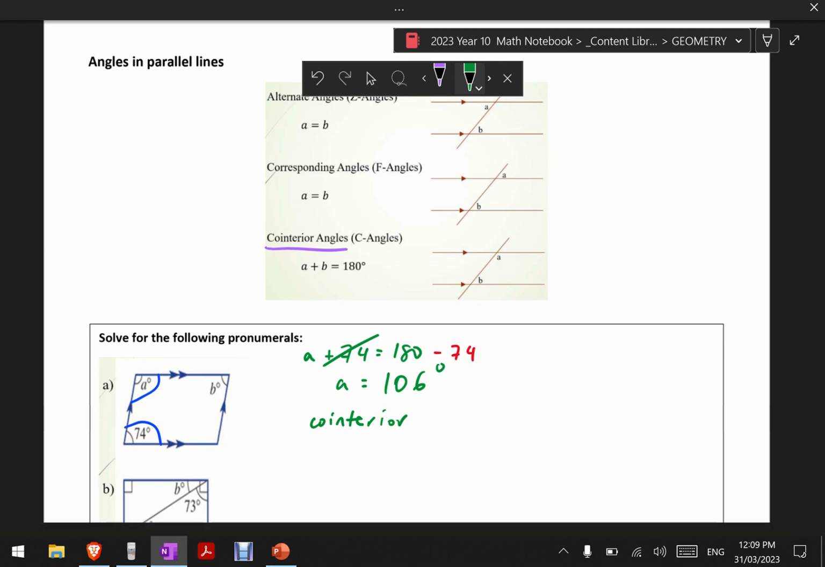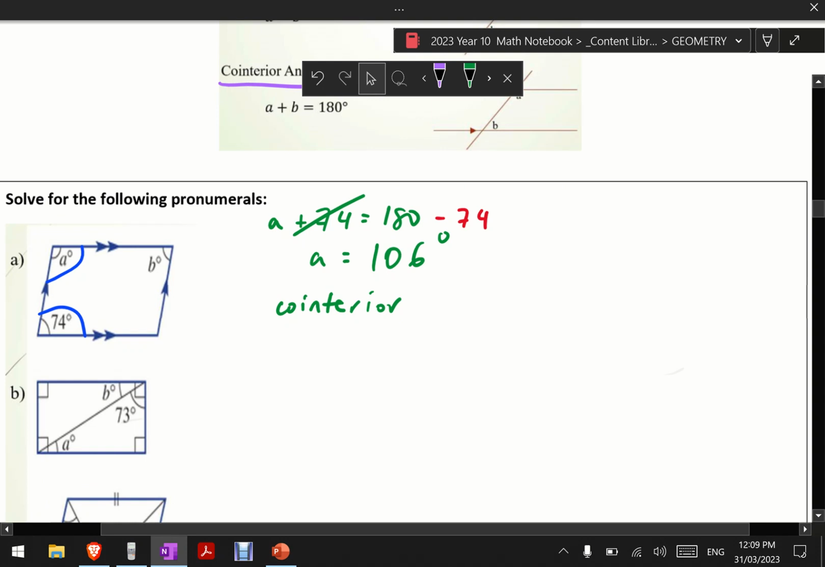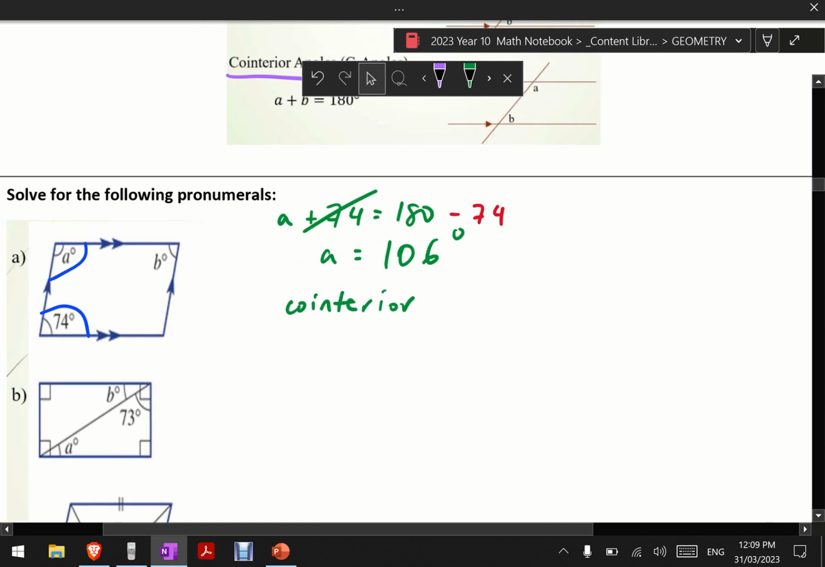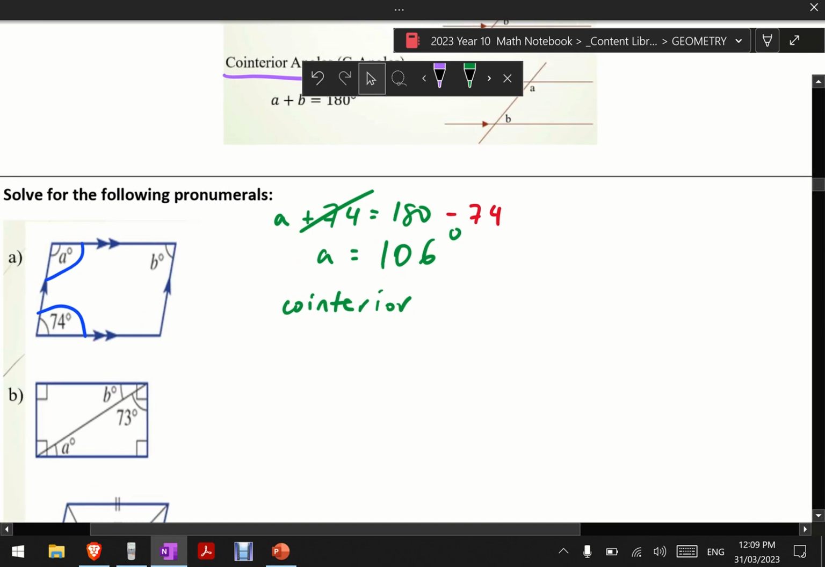Again, you can use a lot of different reasonings for this. There's not necessarily one right answer, as long as you use the correct proof. All right, what else can we say, guys? Let's make this a bit trickier for you. Let's look at B.